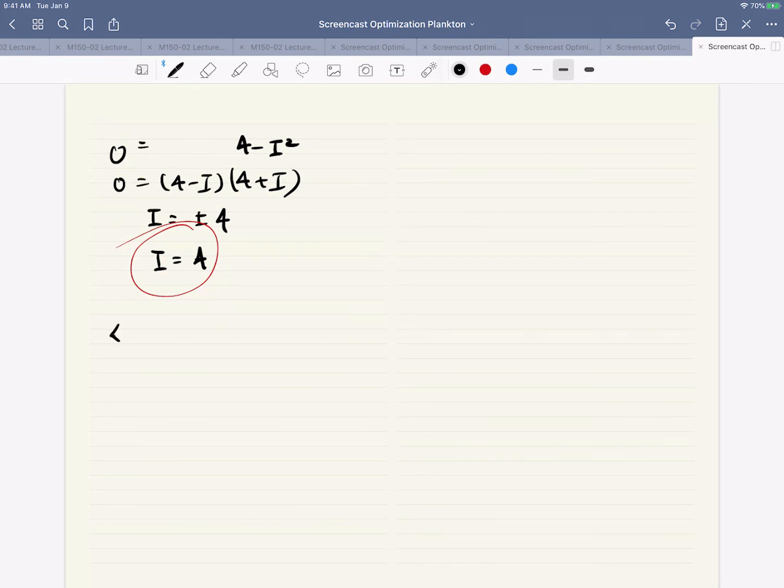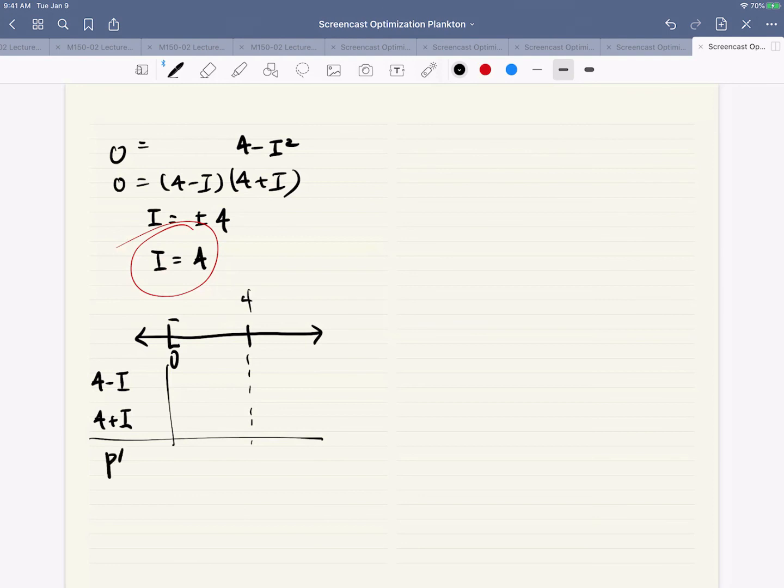Now let's go and use the first derivative test. Let me give myself a little more room on the side here. So I'm going to put our endpoints down. It's 0. I'm going to put our stationary point here, and that's the interval on which we'll work. And on the left-hand side, I'm going to put my factors, 4 minus I and 4 plus I, because it's the sign of those factors that will dictate the sign of my derivative, which I'm going to call P prime.